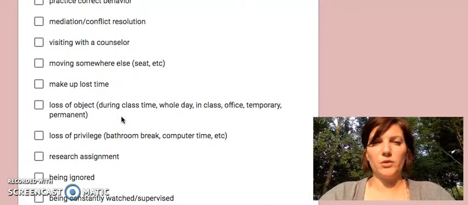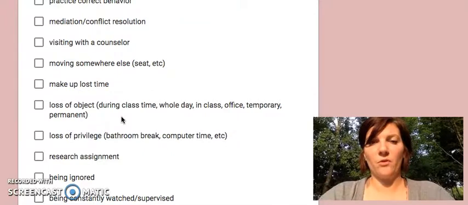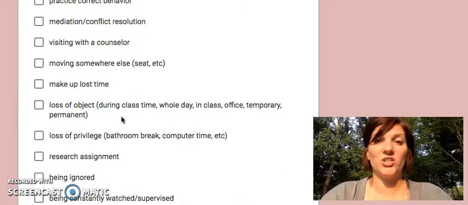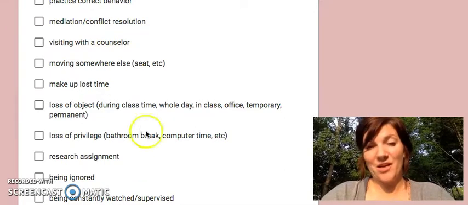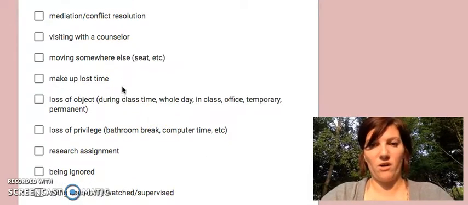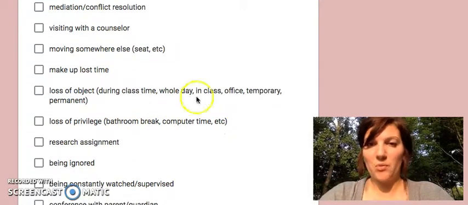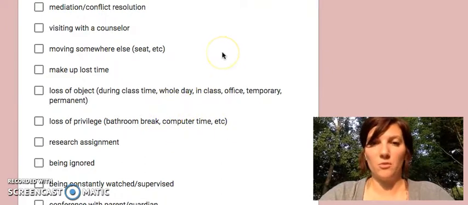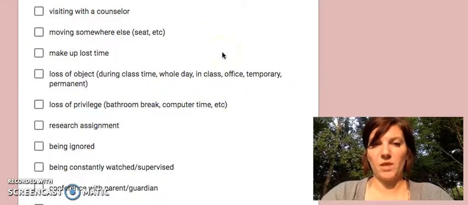Could you have the student lose an object during the class time? So this would be the cell phone. Hey, now you have to put your cell phone in the cell phone bin when you come to class. A loss of a privilege. You took 20 minutes going to the bathroom. You lost the privilege of going to the bathroom in class. That's not an option for you anymore. Or you didn't use your computer appropriately. You lost the privilege of using a computer in this class for X amount of time.